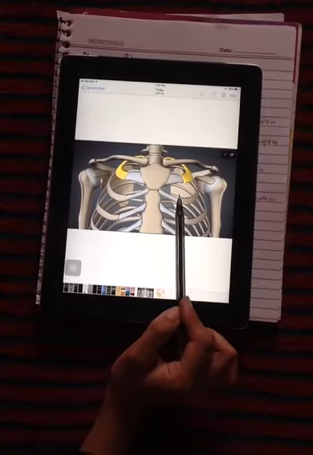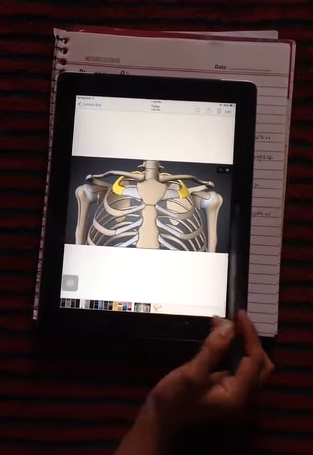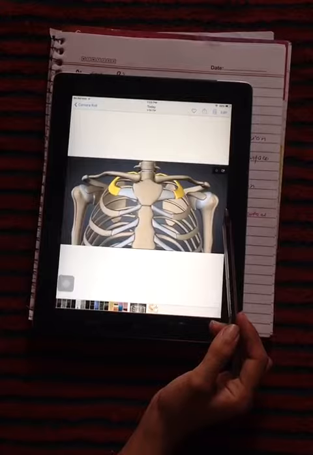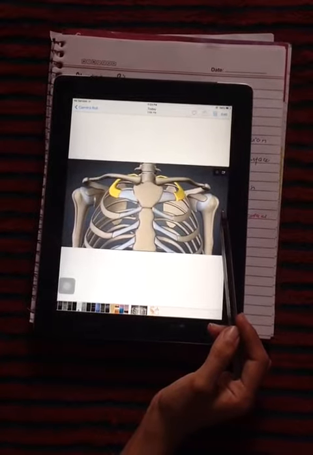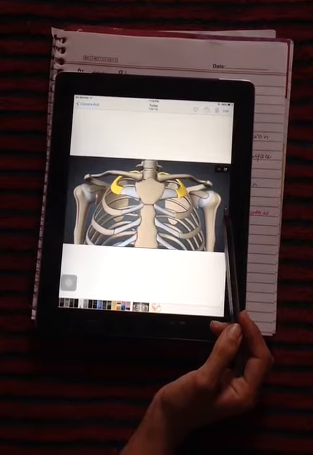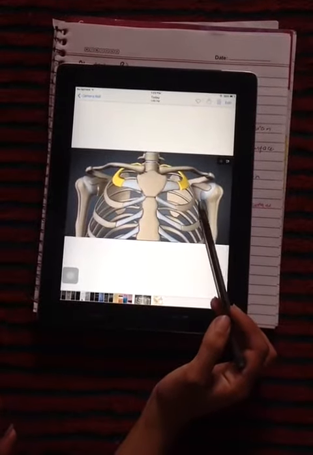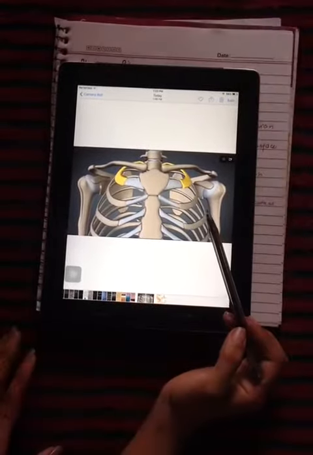Now we can study ribs through diagram. Now we are studying atypical ribs. We say that the first rib, second rib, 10th, 11th and 12th ribs are atypical ribs. But we will study the first rib because of its clinical importance.